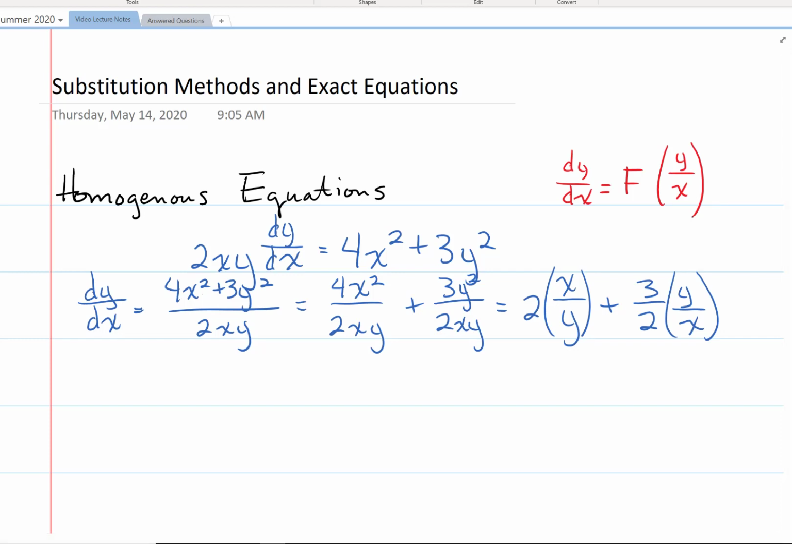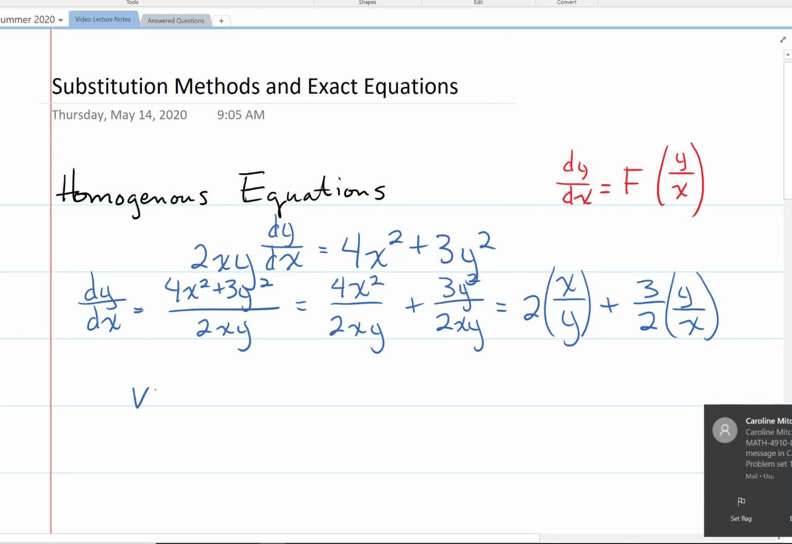And we can use this approach. Now you might be saying, well, we've got both y over x and x over y. Well, that's no big deal because this is just 1 over this. So it's really still just a function of y over x. The reason this is important is because we can make a simple substitution. We can say, all right, let's let v equal y over x, right?